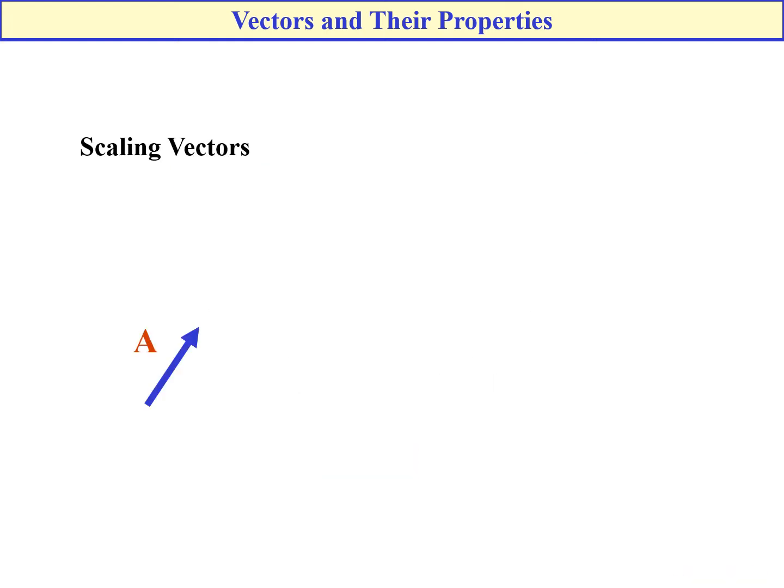Scaling vectors: essentially, when you multiply a vector by 2, you simply change the magnitude, so the length of the vector doubles, but the direction does not change. So when scaling vectors, you only change the magnitude, you do not change the direction.